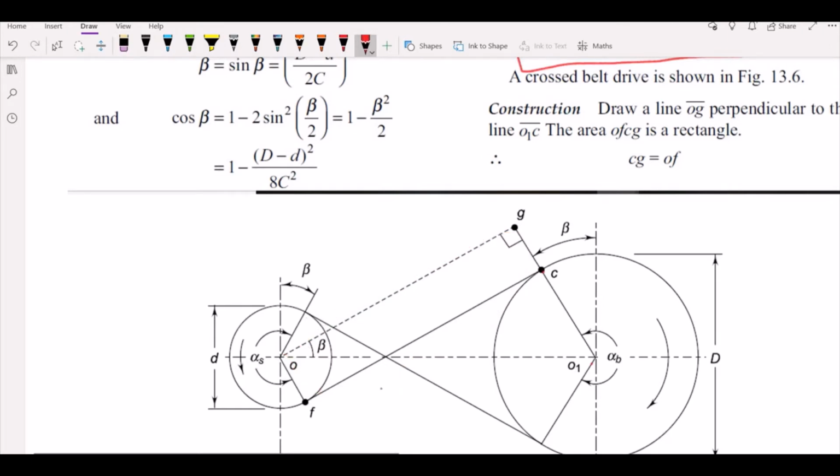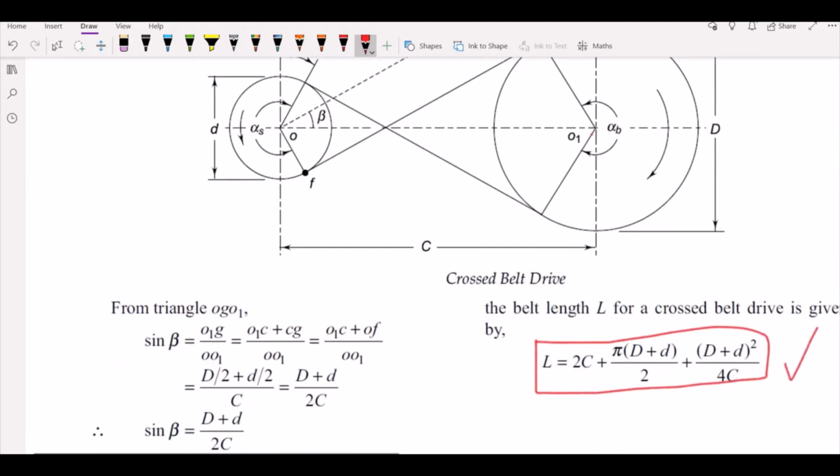So from here, if I want to calculate the length of the belt, similar lines, I need to know the arc of FAD, and then length of this, and arc of CDE, and then length of CF. If I simply substitute this, then I can get the value of length L. So here, as we know, CG is equal to OF, which I told you at the point over here. So with simple substitution, calculate your sine beta, the angle beta from here.